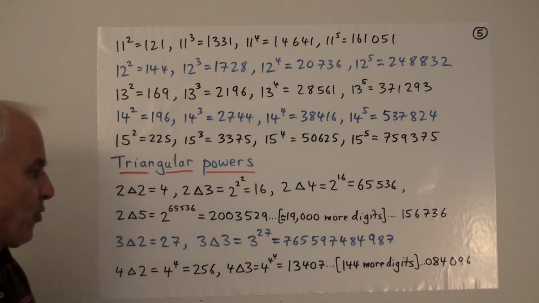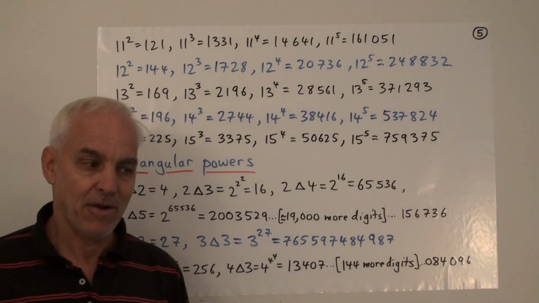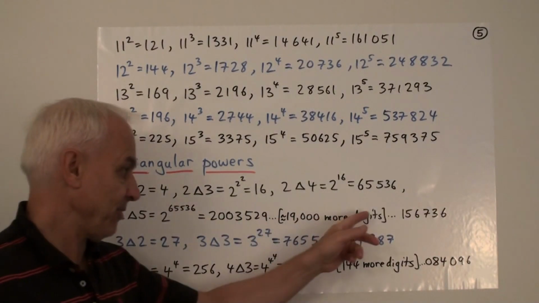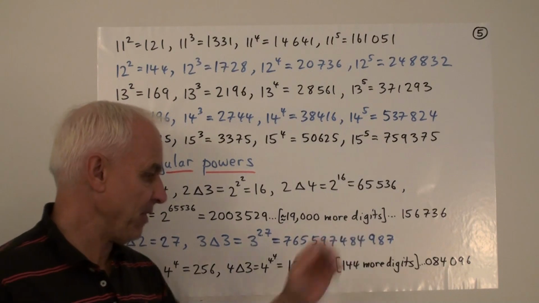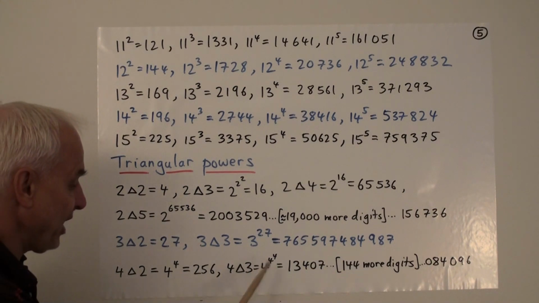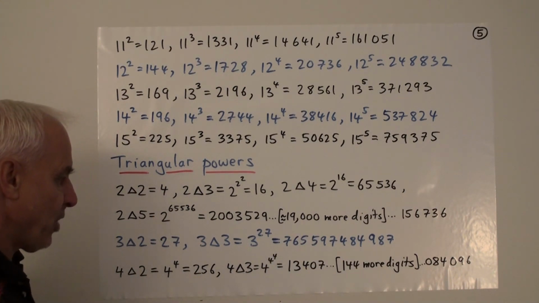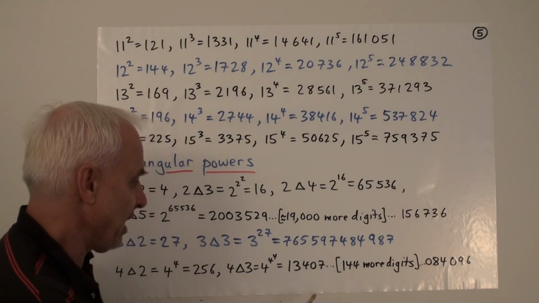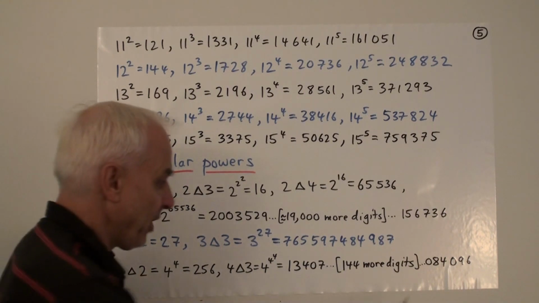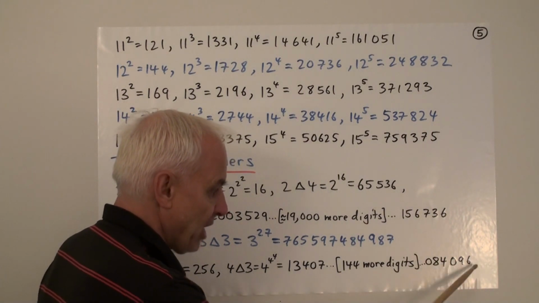And then the next one would be 3 triangle 4. That would be 3 to this number, and that again would be too big for us to contemplate. Not as big as 2 to this number, but still bigger than we would want to deal with. Okay, what about 4s? 4 triangle 2 is 4 to the 4, which is 256. 4 triangle 3 is 4 to the 4 to the 4, which is a reasonably big number. It starts 13407, and then there are 144 more digits, and then we end up with 084096.